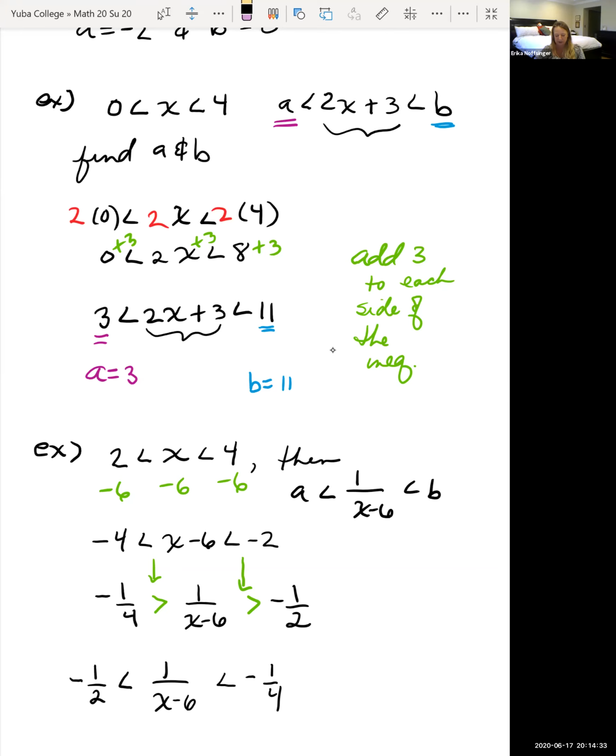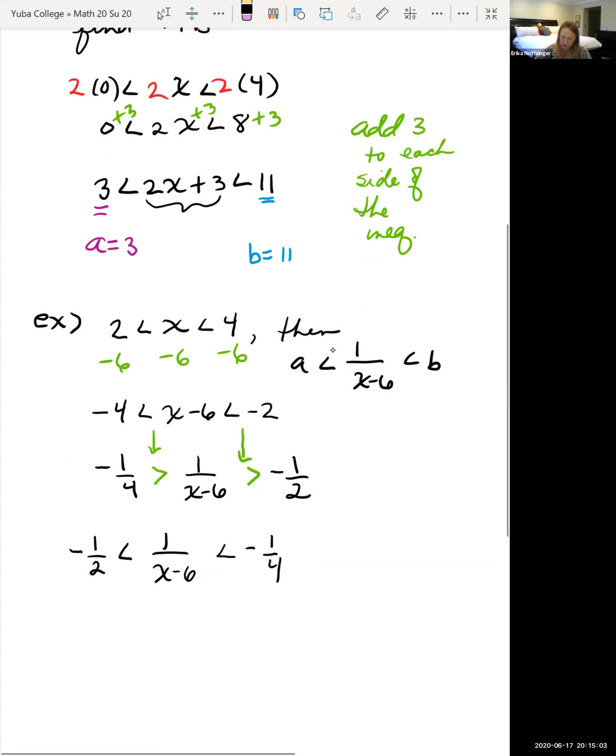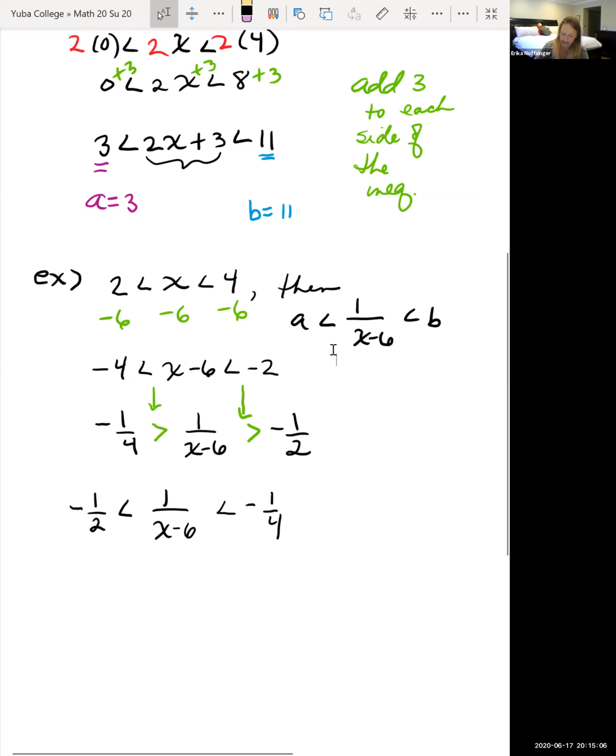So as long as we can rewrite this, it's equivalent, as long as, some people call this the mouth of the alligator, is opening up towards the same direction. So this -1/2 has the smaller piece, same direction here, greater here. Same thing, this has the greater piece on the -1/4. So we just were able to find what A and B were. So A is equal to -1/2, and B is going to equal -1/4.